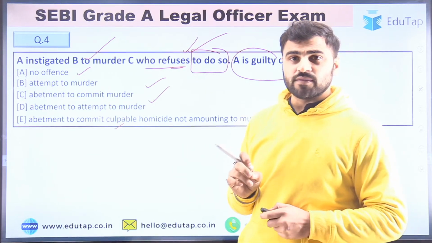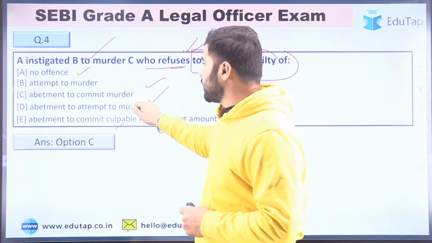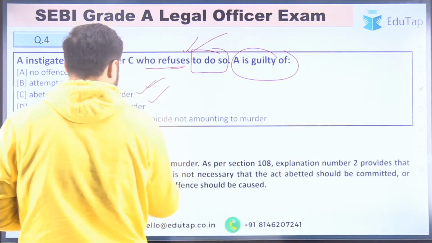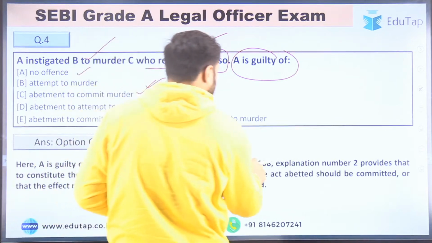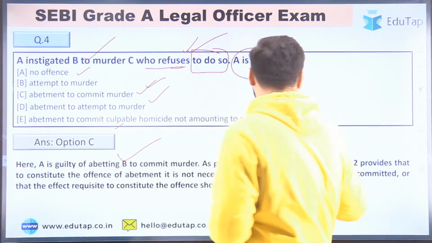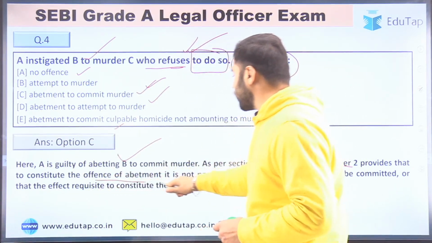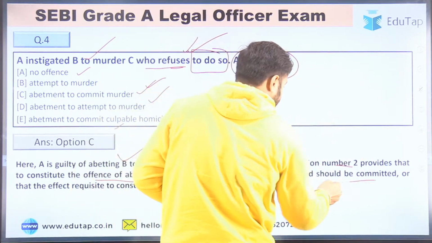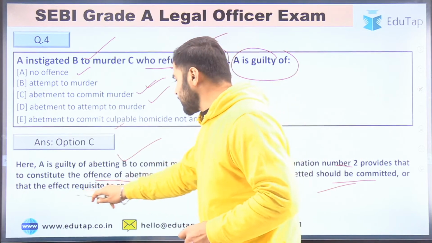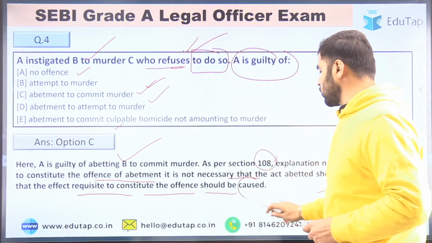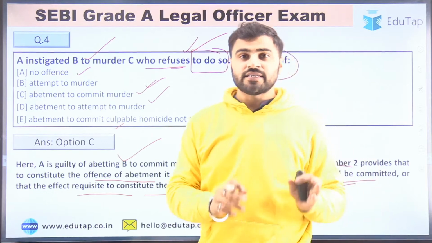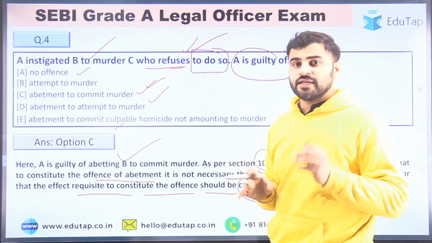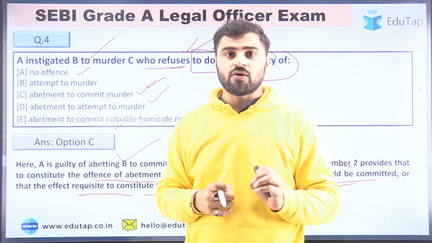So the right answer for question number 4th is option number C, that is abetment to commit murder. Right? So here A is guilty of abetting B to commit murder. As per section 108, explanation number 2 provides that to constitute the offense of abetment, it is not necessary that the act abetted should be committed, right? Or that the effect requisite to constitute the offense should be caused. Right guys? So it is not necessary that the abetted act should be committed, right? So if abetment has been done, then it doesn't matter whether the act has been done or not.